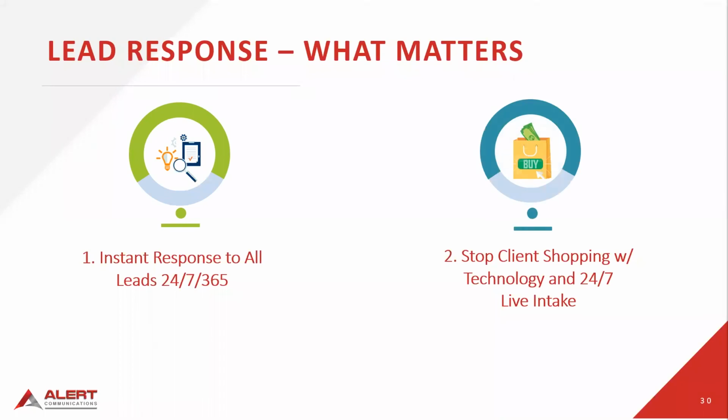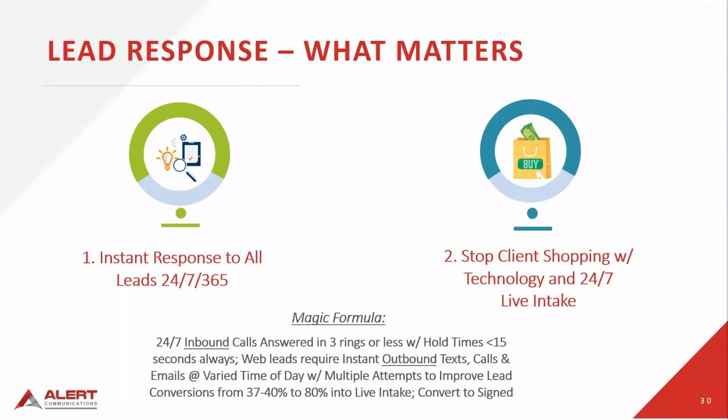So I think what we're talking about here is this magic formula. We're going to talk about really the building of this in a company as well as a law firm. So 24/7 inbound calls are answered in 3 rings or less with hold times of under 15 seconds, if they even go to hold. You don't want them going on hold at all, but if they have to, not over 15 seconds, always. Web leads require instant outbound text. That includes automation, meaning there's no way somebody can sit there with hundreds of leads flowing in, or even 50 leads, and text everybody all the time and be immediate.